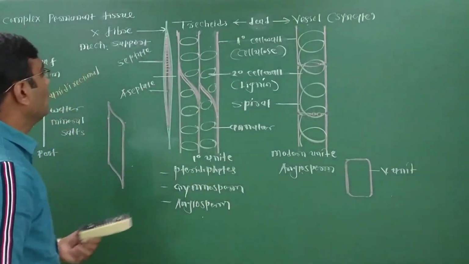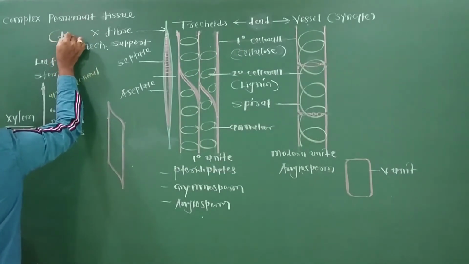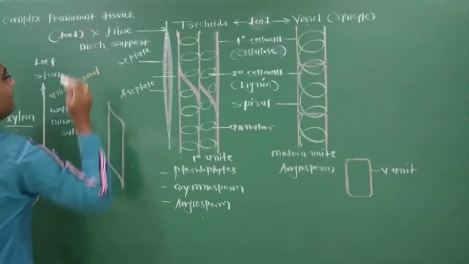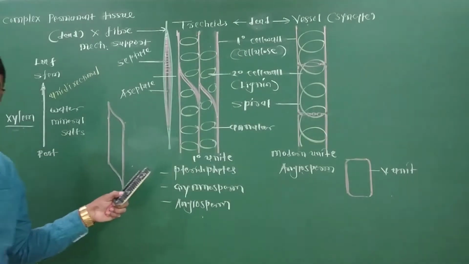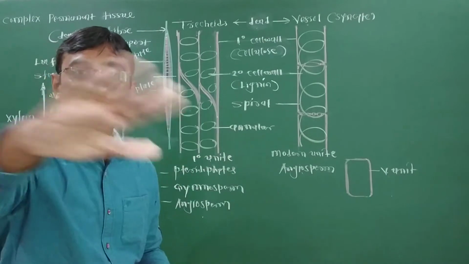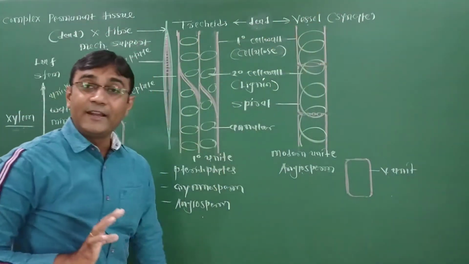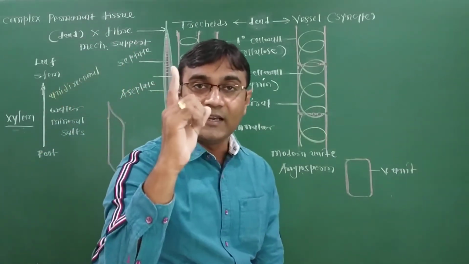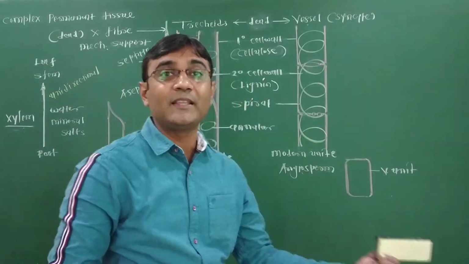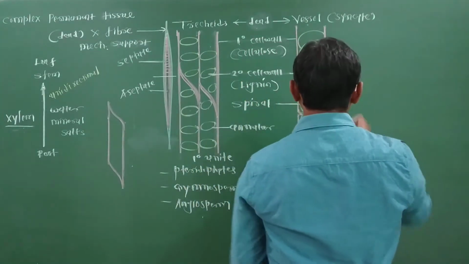Okay, three structures are over, and all of them are dead structures. Xylem fiber is also dead. So we have learned about three structures of the xylem, and all are non-living: xylem fiber, tracheid and vessel are dead units. Now the only living structure of the xylem is xylem parenchyma.